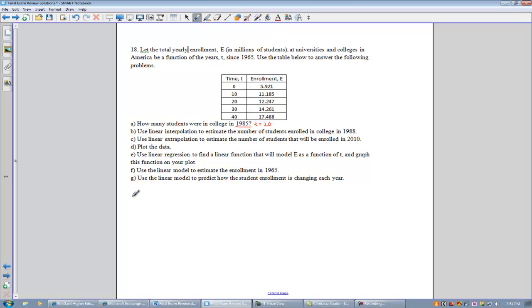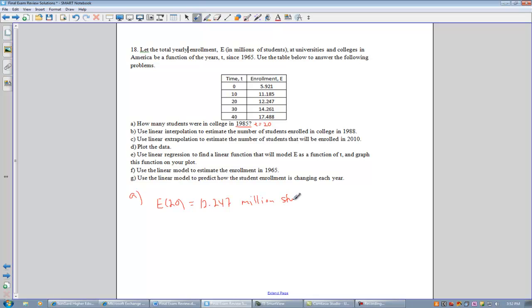So on part A, let's write it right here, what it's really asking us to find is what is E of 20? And that's pretty simple. You go in the table, and at 20, you see there's 12.247, and that's millions of students. So that's equal to 12.247, and there's a decimal there, million students.